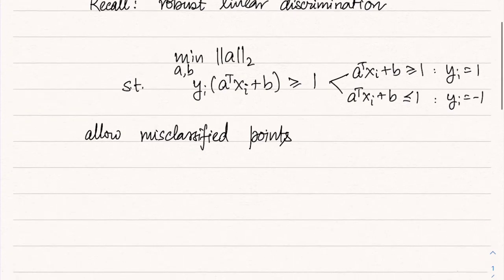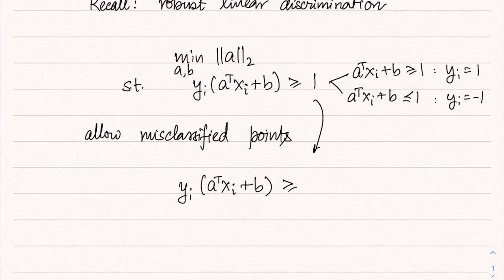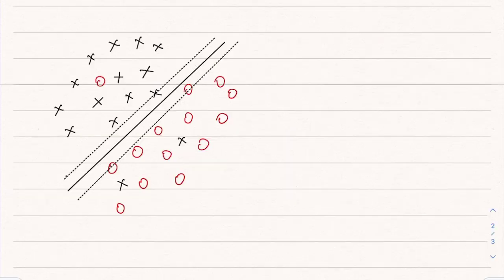What we can do is we can replace this constraint with yi times (A transpose xi plus B) greater than or equal to 1 minus wi, where we will say that wi is greater than or equal to 0. So obviously when wi is equal to 0, it is the same. But when wi is greater than 0, then the right hand side becomes less than 1. And this is equivalent to saying that the point is beyond the boundary. It is on the wrong side of the boundary. Okay, so this is the way in which we can allow misclassified points.